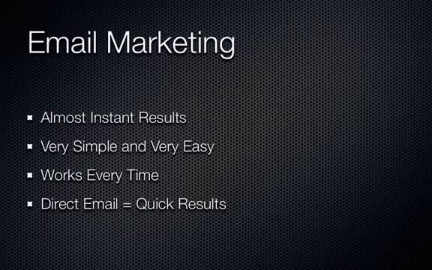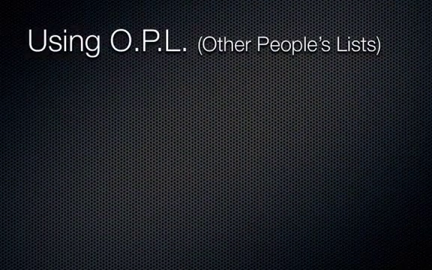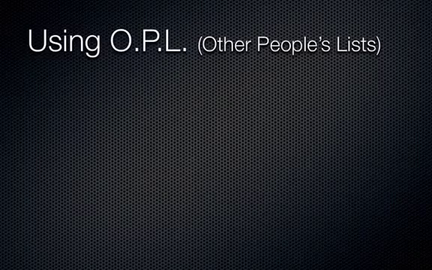Now, by this time, you might be saying, Vic, it makes sense, but I don't have a list. How can I email people if I don't have a list? And that's a very good question. With the 48-hour cash machine, how I do it, and this is really cool, and perhaps you haven't heard about this method yet, is we're going to use OPL. It's other people's lists. How cool is that? Even if you don't have a list of your own, even if you don't have an autoresponder, you can still make a ton of money by doing this because we can use other people's lists.